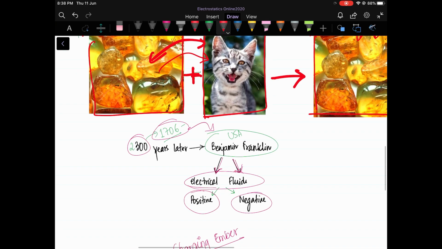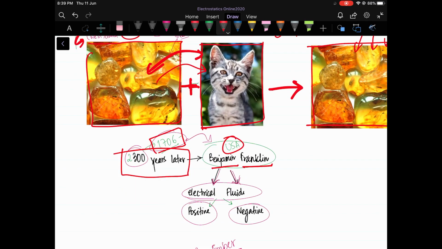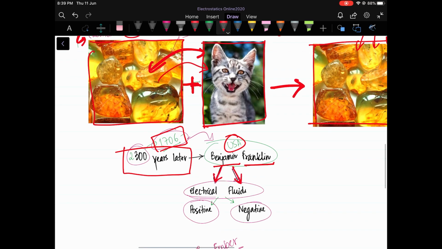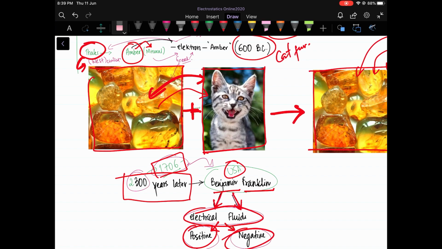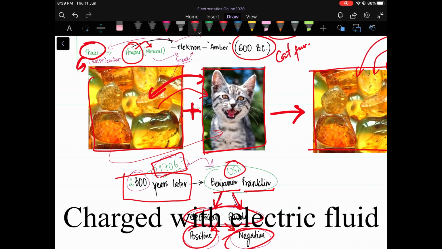Now, some improvement to the theory was brought about by Benjamin Franklin, 1706, 2300 years after Thales. According to Benjamin, he considered the reason behind this force not mass, but fluids which he called electric fluids. And there are two types of fluids according to him, one positive and one negative. Today if we were to talk about this process of rubbing amber with cat fur, we would say that we have charged the amber, or we would say we have charged the cat fur.